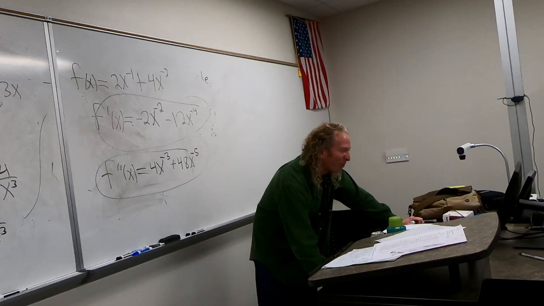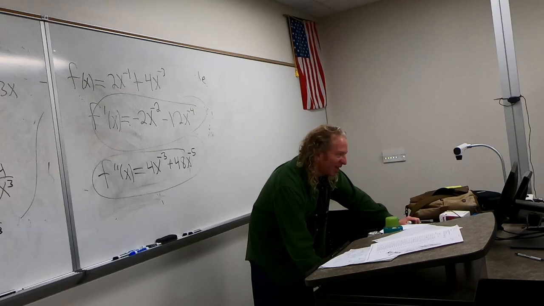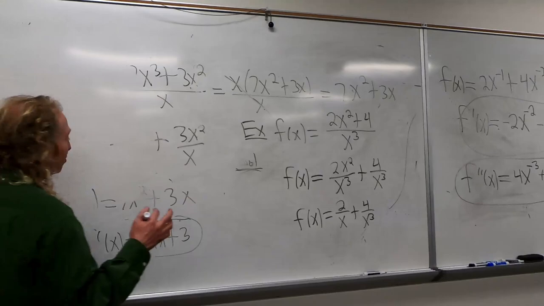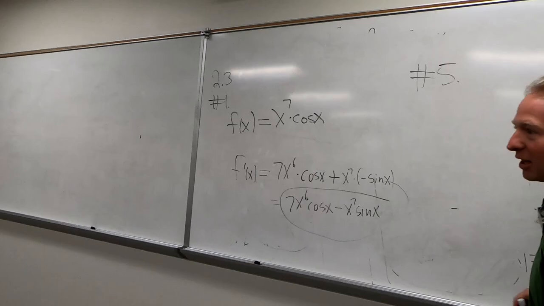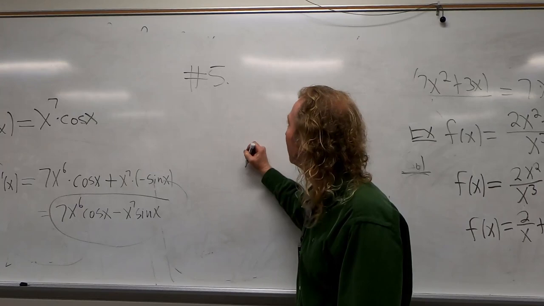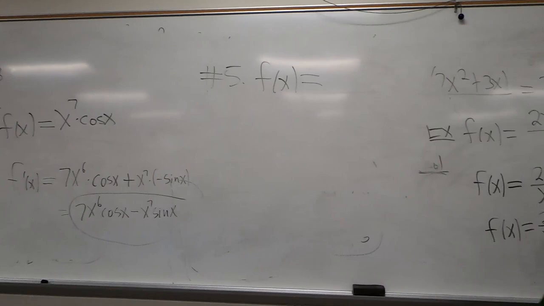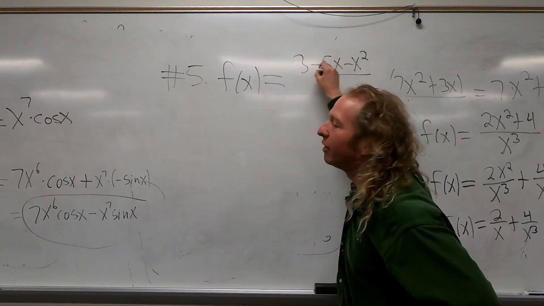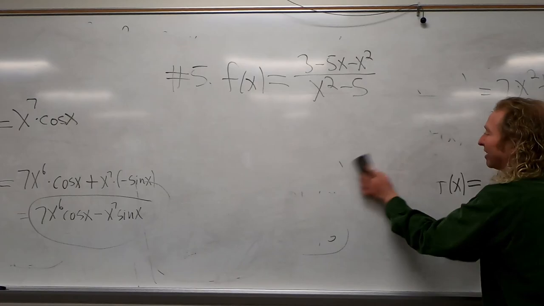Okay. I don't want to do any of these. They're all hard. That means we should. Let's do number 5. Number 5 is not a fun problem. But there's always one like this on your exams. Why? Because it's calculus 1, right? Stuff like this usually has to show up on tests. It's an unfortunate thing. It's the worst ones. So f of x is 3 minus 5x minus x squared, all over x squared minus 5. Yeah, this is the classic. What rule do we use for this one?